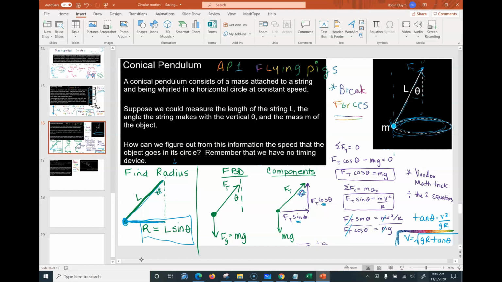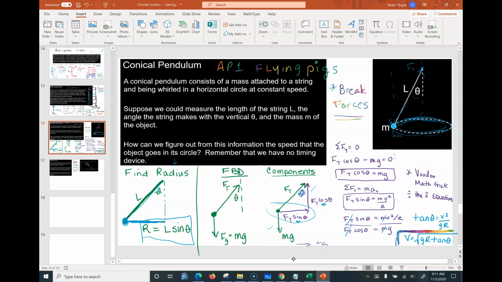Okay, which one actually goes through and helps keep that in a circle? It's only this guy. But we can sum up the forces in the y direction. Let's get them out of the way. We know that there's no acceleration up and down, so we just have Ft cosine theta minus mg equals 0, and then we know that our Ft cosine theta equals mg.